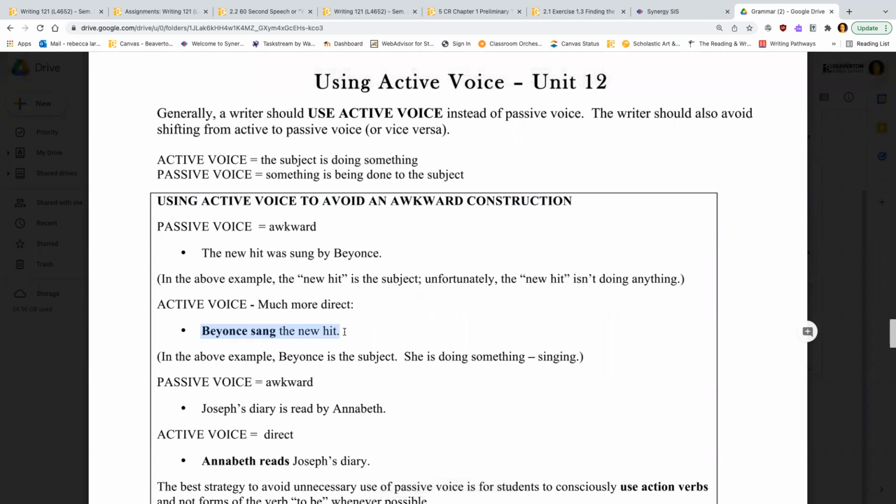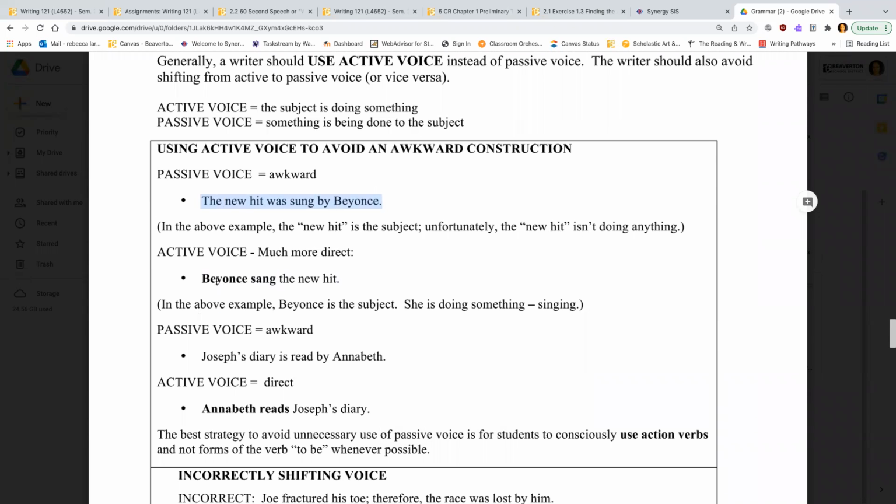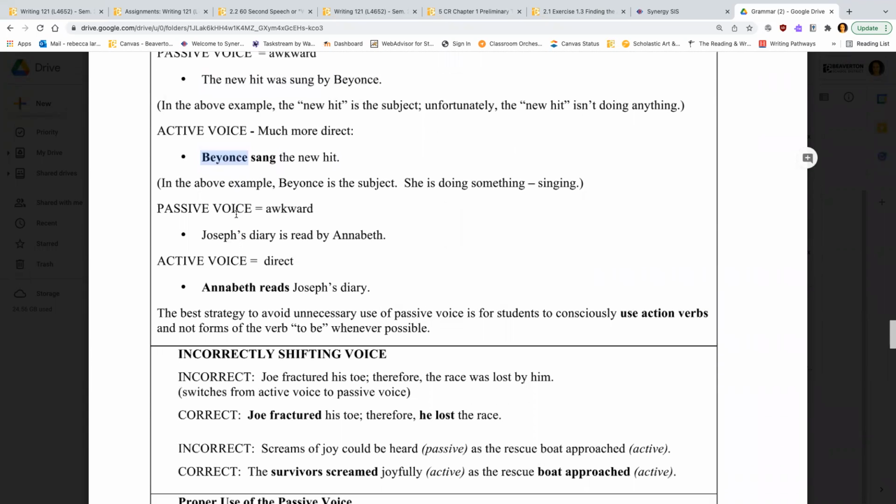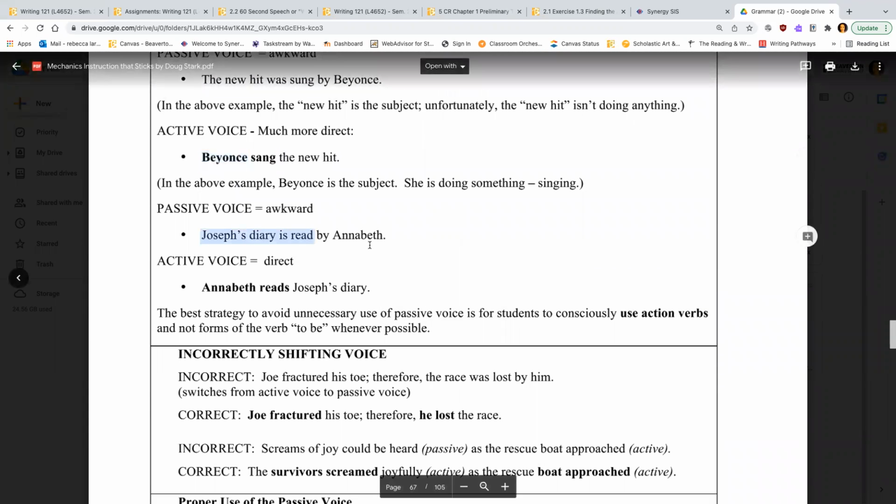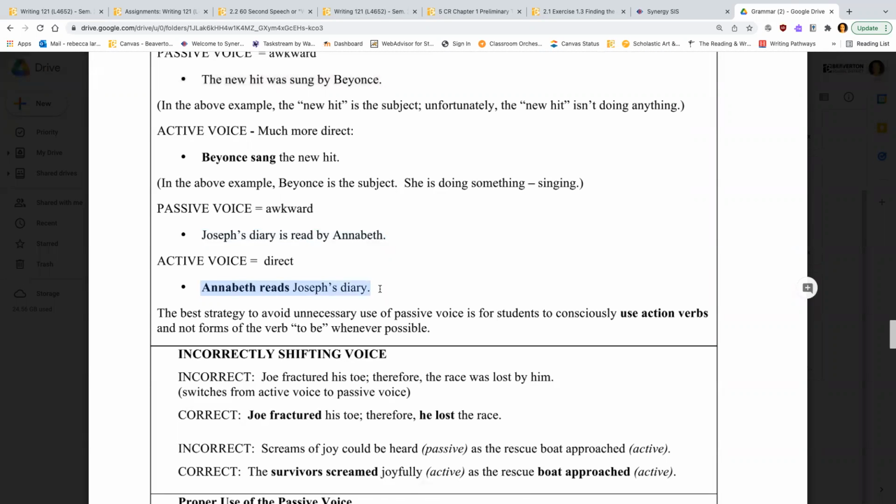And as we discussed last class, notice how the verb goes from being a weak verb to a strong verb. So in this passive voice one here, the new hit is the subject. And unfortunately, the new hit isn't doing anything. It's just sitting there. There's no verb before it. In the active voice, Beyonce is the subject. She is the one who's doing something, right? She's singing. So here we have another example that's kind of awkward: "Joseph's diary is read by Annabeth," where we want to say "Annabeth reads Joseph's diary."